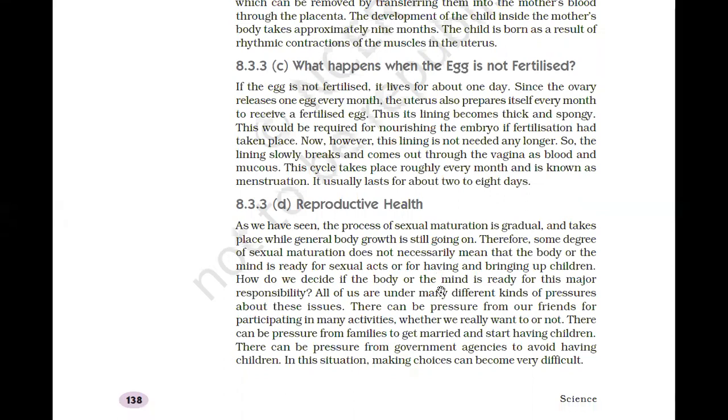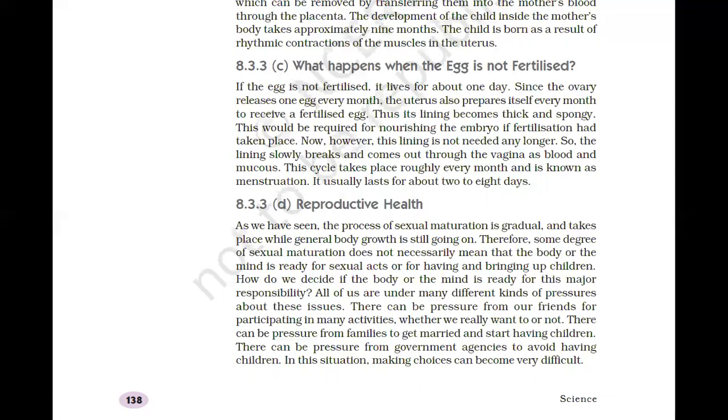Reproductive health. As we have seen, the process of sexual maturation is gradual and takes place while general body growth is still going on. Therefore, some degree of sexual maturation doesn't necessarily mean that the body or the mind is ready for sexual acts or having or bringing up children. How do we decide if the body or the mind is ready for this major responsibility?